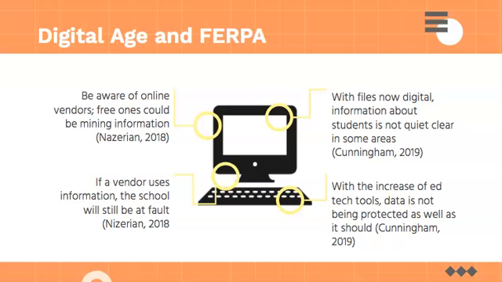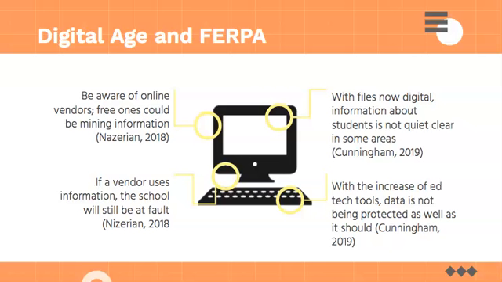online as well. And then the increase of those EdTech tools, again, data is not being protected as well as it should, which goes into the other facts, which is that some vendors that the schools use, so vendors being apps or websites that the schools have contracts with, some of these that are free could be mining information. So basically they say they are free, but how they are earning their money is that they are gaining and mining information of your students without your knowledge.